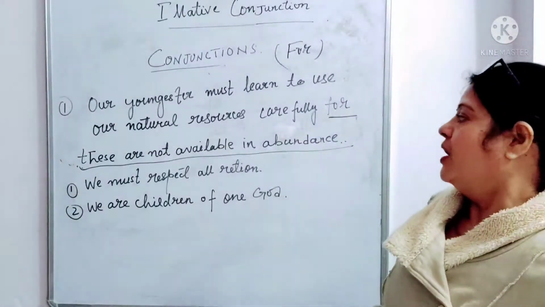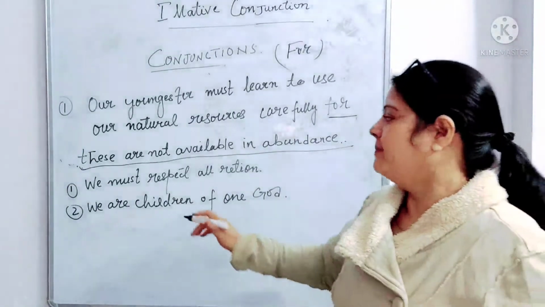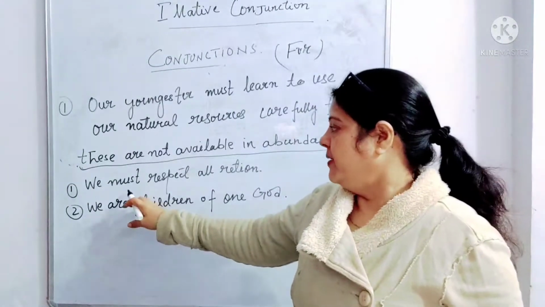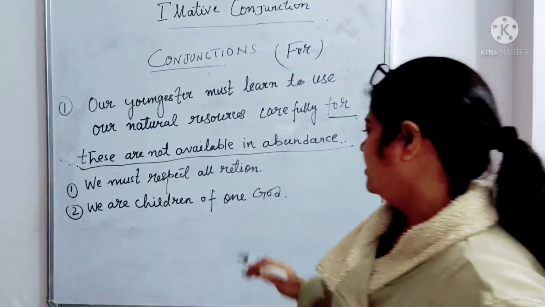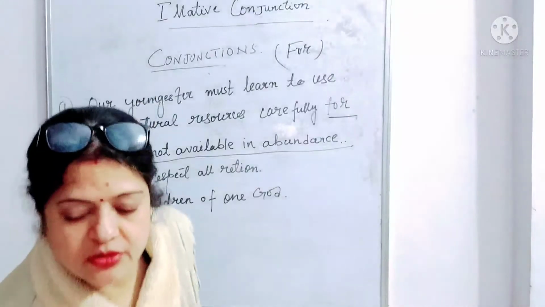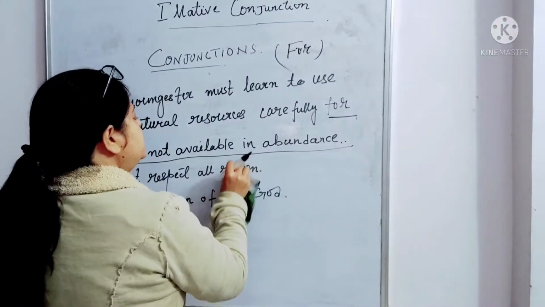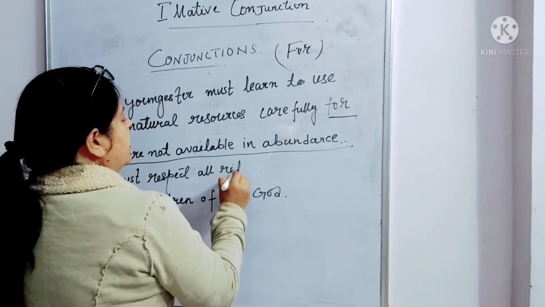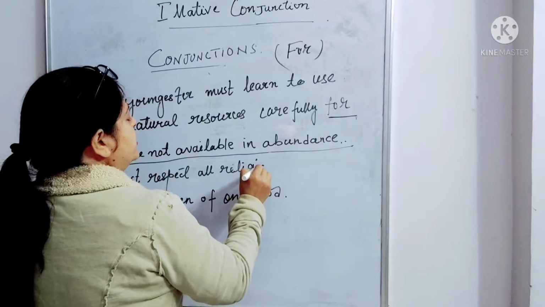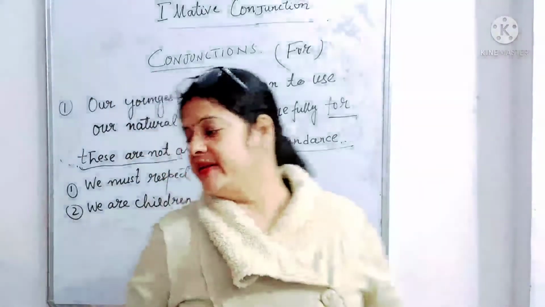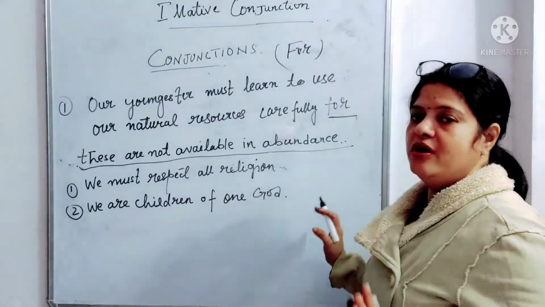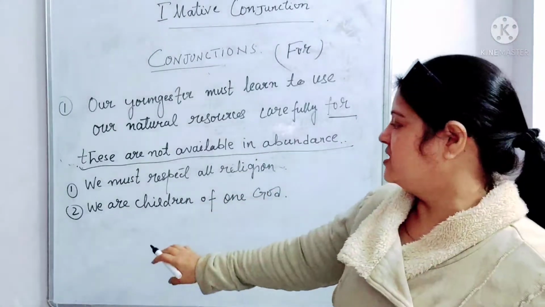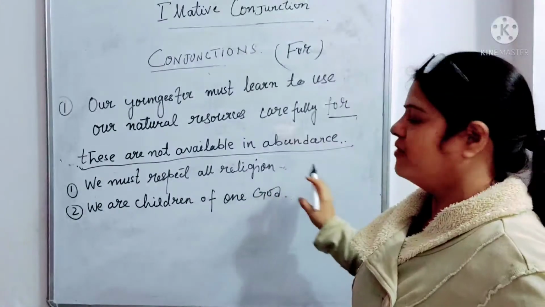Okay. Now one more example we'll see. We must respect all religion. I just forgot to write religion in a nice way. Okay. So the first sentence is, we must respect all religion. The second sentence, we are children of one God.